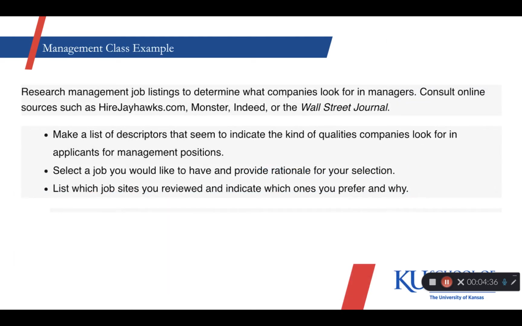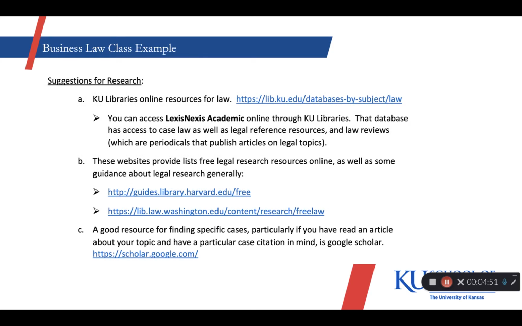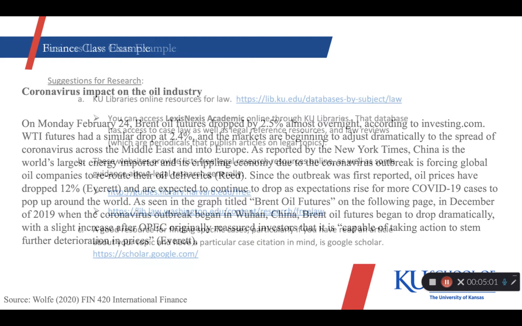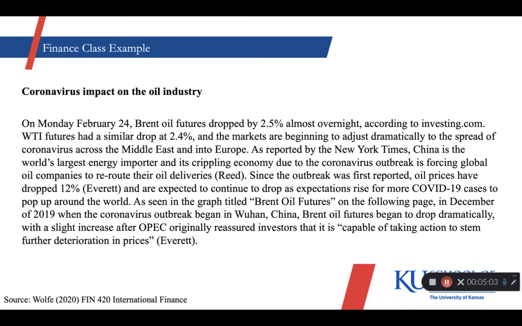You'll practice using secondary sources in your business classes at KU. This management class assignment asks students to use job search sites to research the qualities required in management positions. This business law assignment requires students to use the KU Library to access law reviews and legal reference resources. This example student paper from an international finance class uses the New York Times and Wall Street Journal to analyze the pandemic's impact on the oil industry.